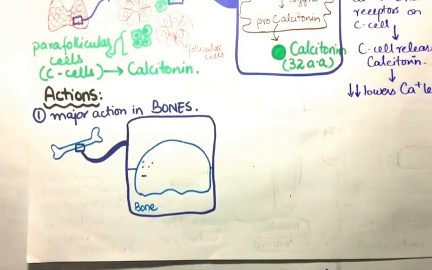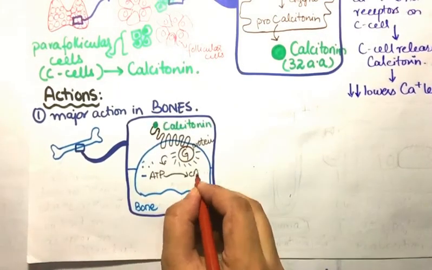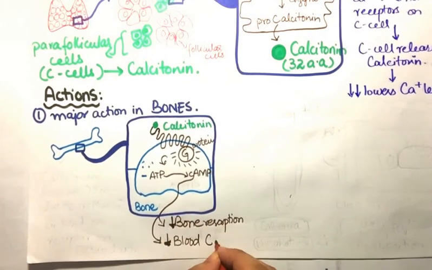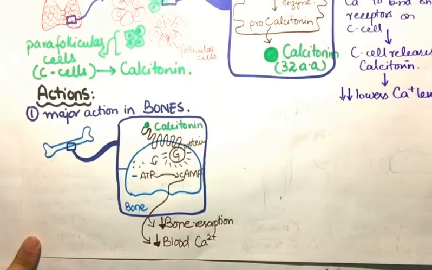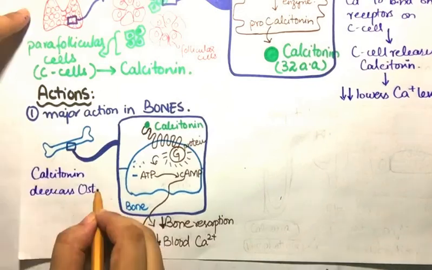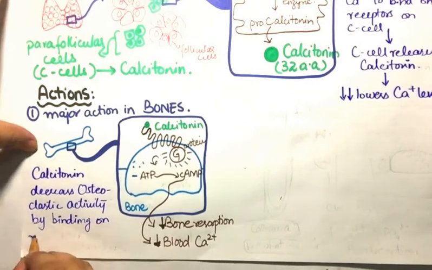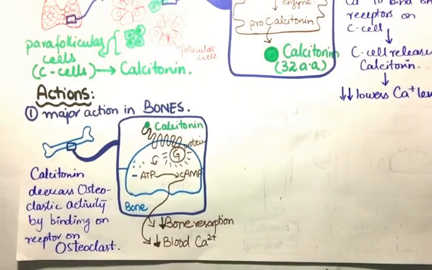In a bone, there is a cell called the osteoclast. Calcitonin binds to its receptor and causes the G protein to convert ATP into cyclic AMP, which will further cause decreased resorption and decreased blood calcium level. So calcitonin decreases the osteoclastic activity by binding to the receptor on the osteoclast.